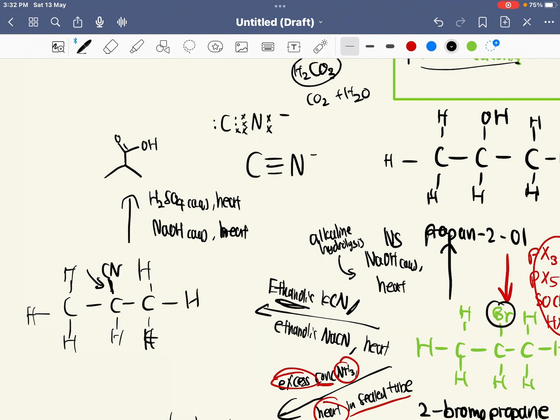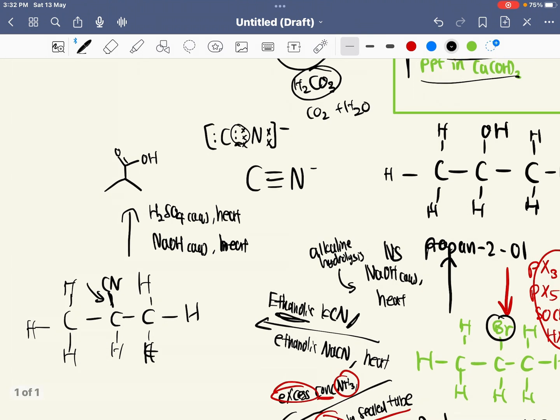Because nitrogen is the more electronegative atom, it will pull one electron towards itself. Therefore, we have this overall negative charge, so CN minus. The double bond is formed from a shared pair of electrons, but the third one we can find is the dative covalent bond.